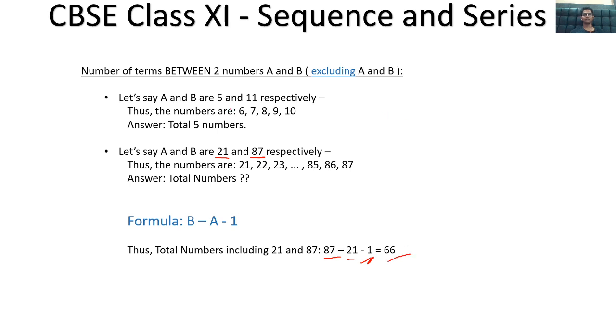Now, let's apply this logic for the given set of numbers 5 and 11. So 11 minus 5 minus 1. 11 minus 5 is 6, and 6 minus 1 is 5. So here we have it. For the total number of terms between the two numbers, excluding those two numbers, the formula is b minus a minus 1.